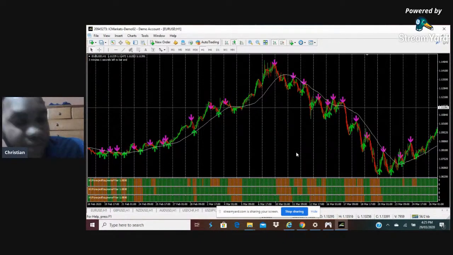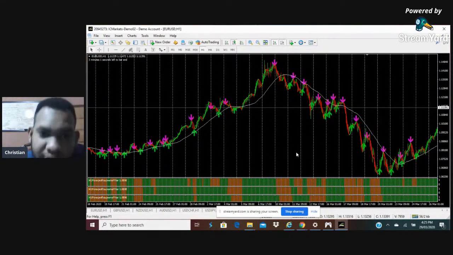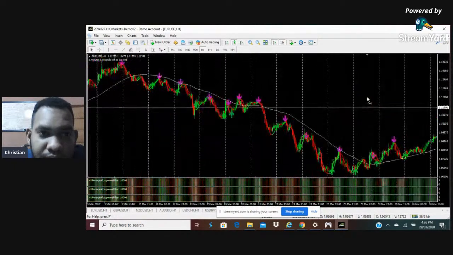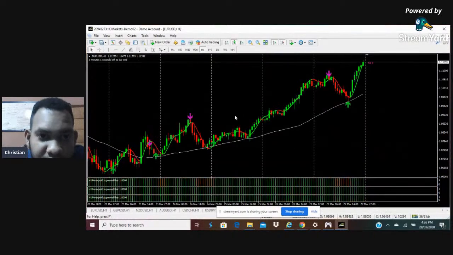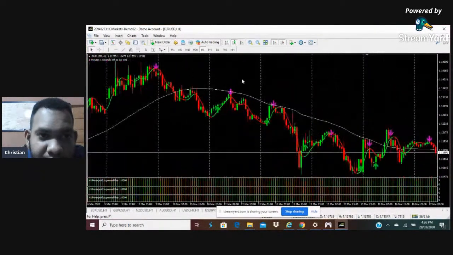Right, so I use my support and resistance and I wait patiently. Let's say up here I had a resistance line and the 50 moving average is about to cross. Let's zoom in. Here was the highest, so the 50 moving average crossed, let's go in again.